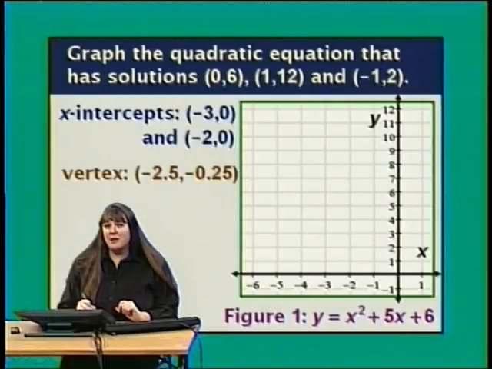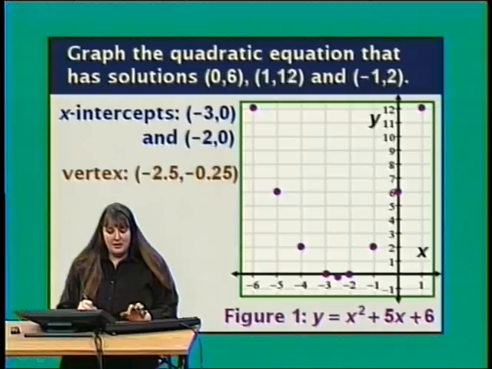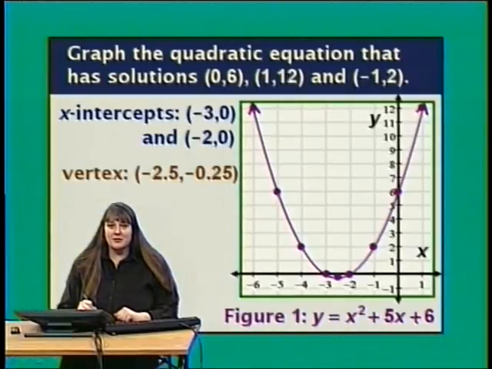Well, let's graph all of the points we know. We have the 3 solutions that were given, the 2 x-intercepts and the vertex. So there's 6 points, and then I can use symmetry, since I know the axis of symmetry is x equals negative 5 halves, to find 3 more points. So by symmetry, we also have these 3 points. And graphing the parabola that goes through these points, we had a parabola that looks something like this.